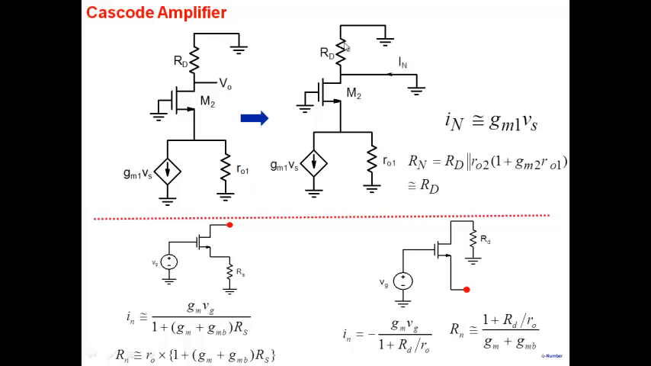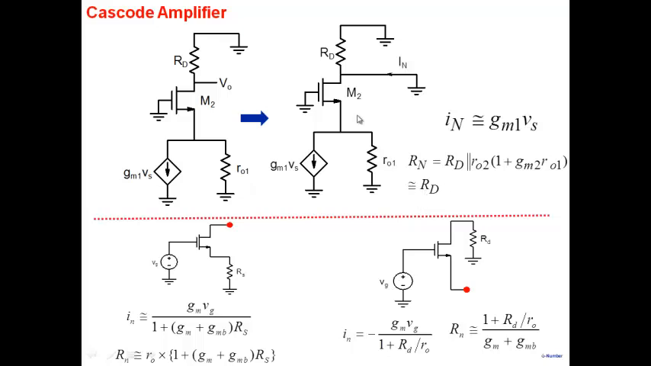Resistance looking up is RD, resistance looking down. Note that when we say resistance looking up, what we mean is resistance between this node and ground. And resistance looking down, again, resistance between this node and ground. And therefore, the two resistors come in parallel. Okay? So this resistance then is simply RD.